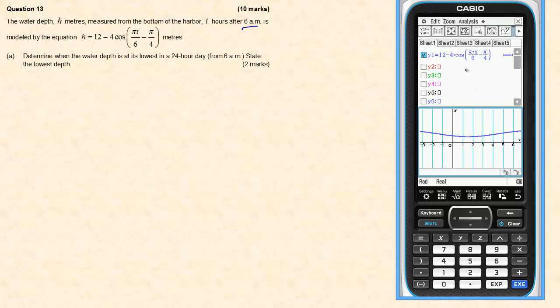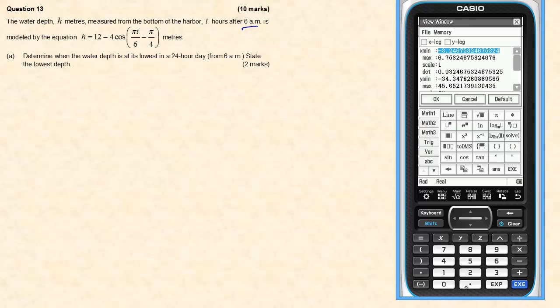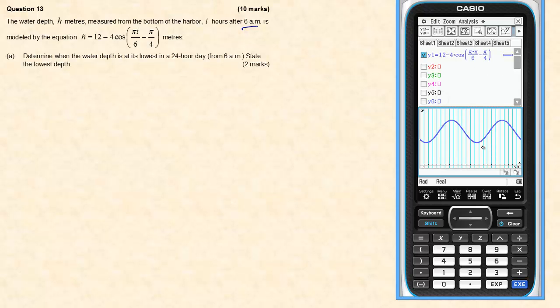Now we're talking about a 24-hour day. So I'm going to say the minimum is 0 and the maximum is 24 here. And let's have y going between, say, -1 and 12 plus 4 is 16, so let's go for 20. And then it looks like this.